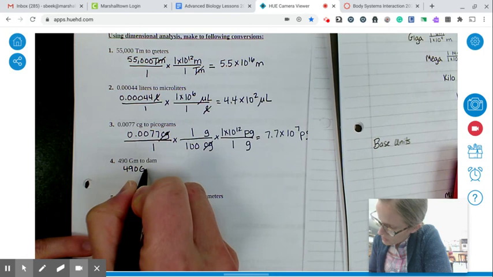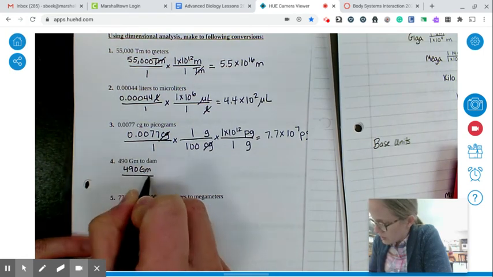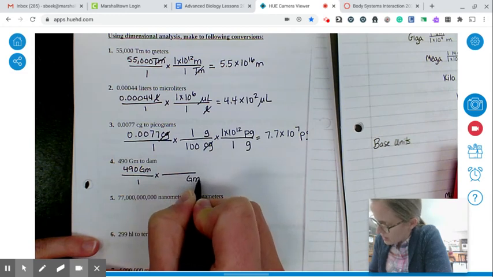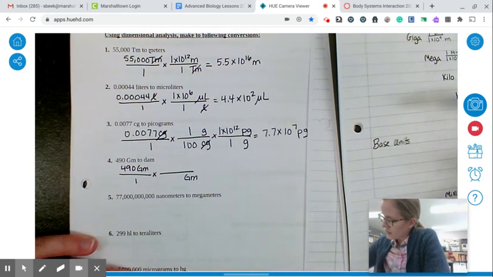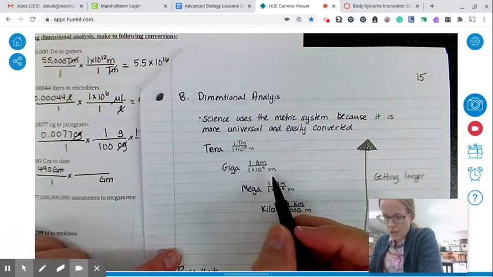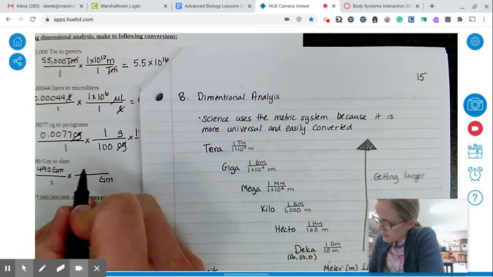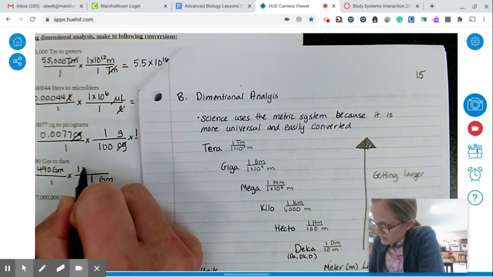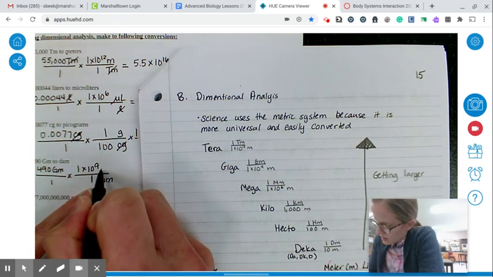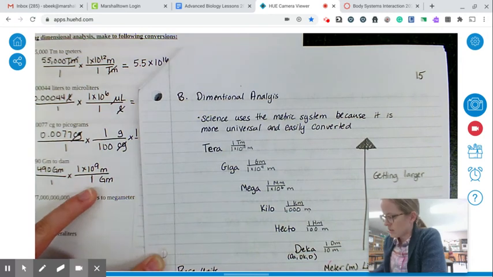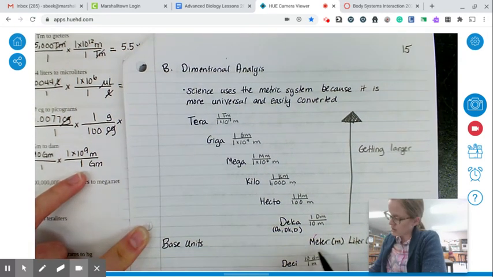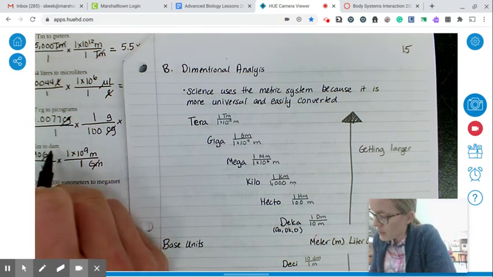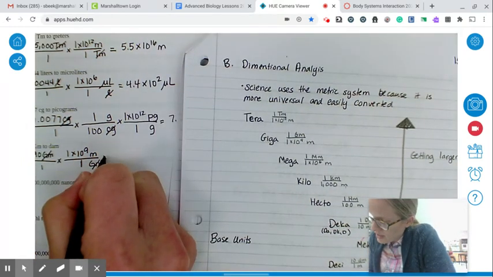All right, this next one I've got gigameters over 1, and then I'll take my gigameters and put it down here. This first step, I look at my chart, and if I have 1 gigameter, that's what I've got down here, then I've got 1 times 10 to the 9th meters. So now I'm at the base unit down here at meters. But that's not what they want. They want decameters. So I have to keep going.